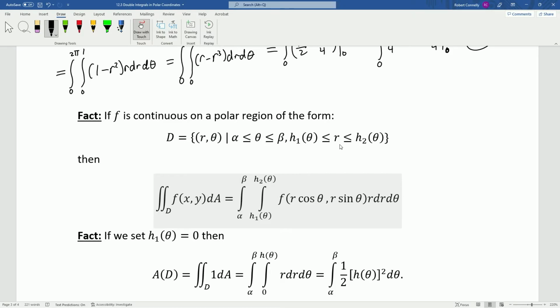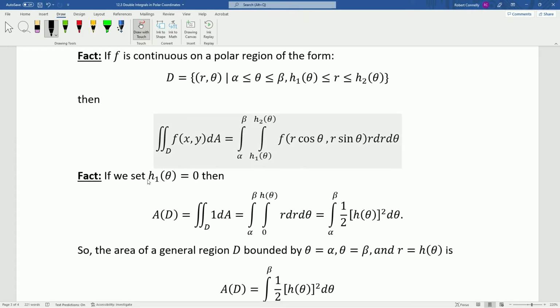We're just saying that if r can be described instead of as being between two constant values, as being between two curves dependent on theta, then we can still integrate the same way, just using those curves as our bounds. So this is essentially the same kind of thing we were doing with regards to Cartesian double integrals. Now, I want to point out one little fact here that's kind of interesting. If we set this h1 of theta equal to 0, then what do we get?